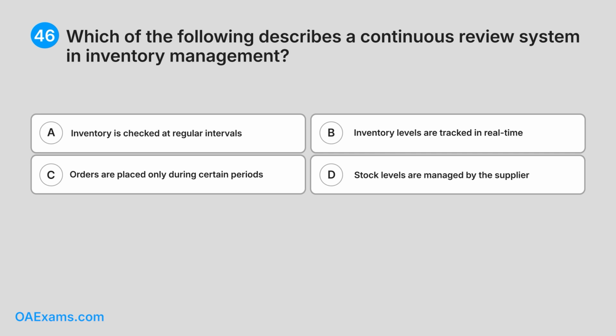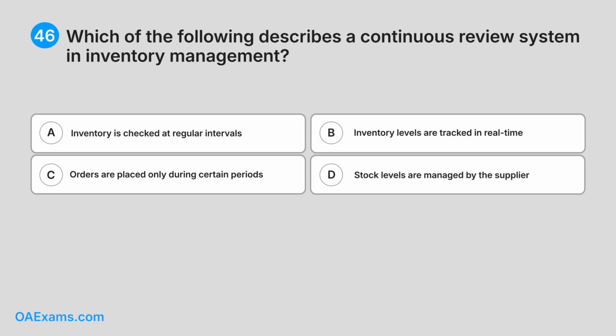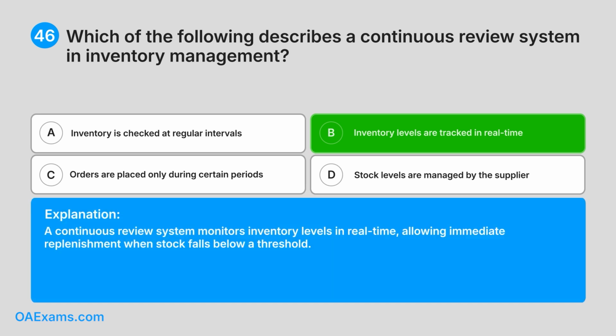46. Which of the following describes a continuous review system in inventory management? A. Inventory is checked at regular intervals. B. Inventory levels are tracked in real time. C. Orders are placed only during certain periods. D. Stock levels are managed by the supplier. What do you think is the answer? Correct answer: B. Inventory levels are tracked in real time. Explanation: A continuous review system monitors inventory levels in real time, allowing immediate replenishment when stock falls below a threshold.